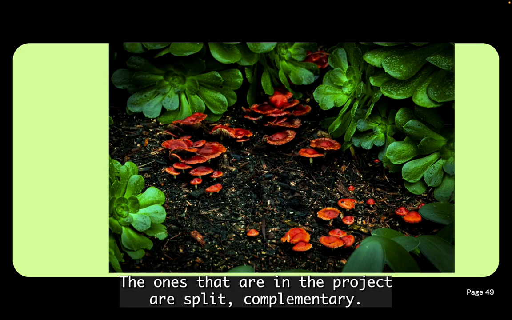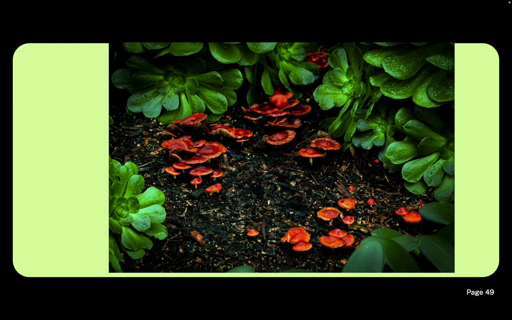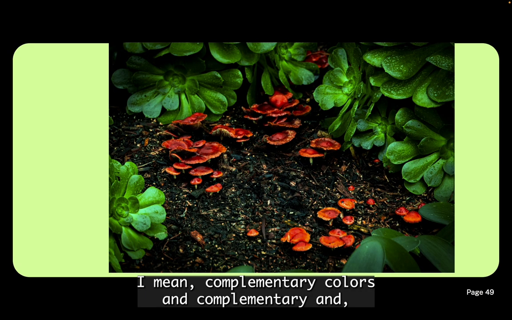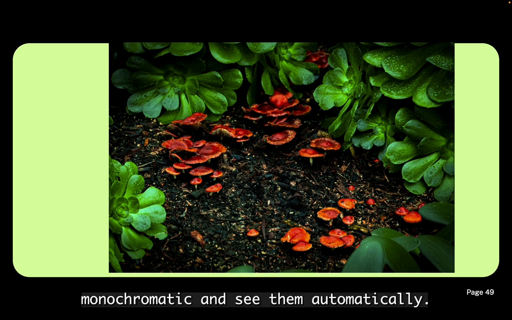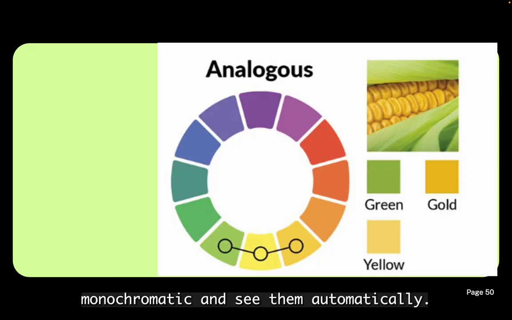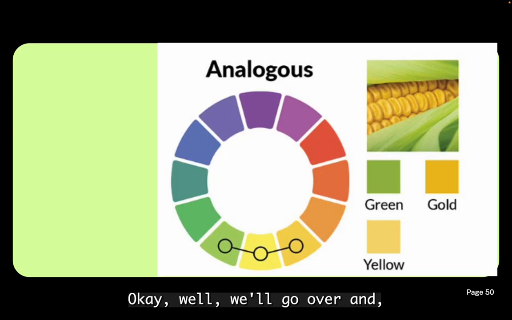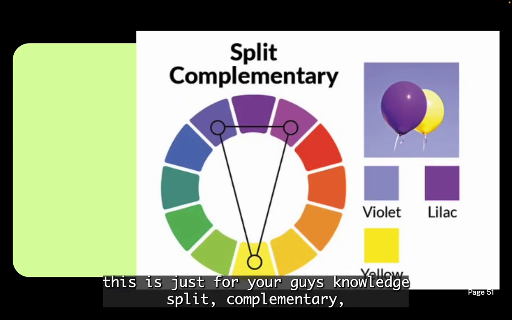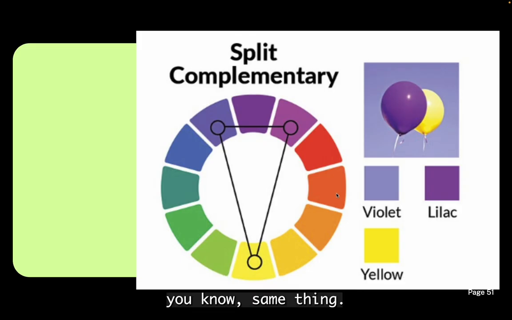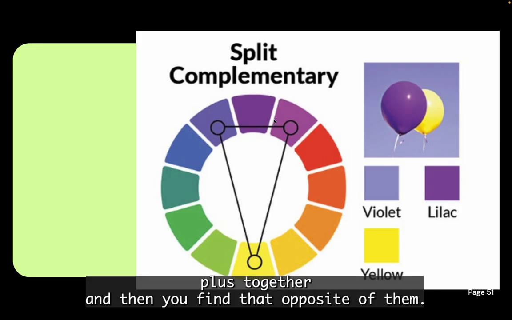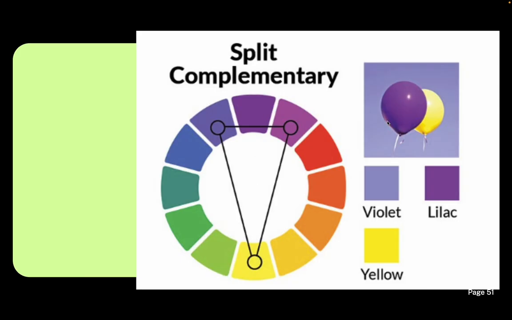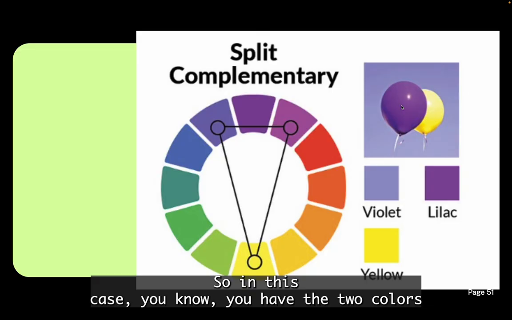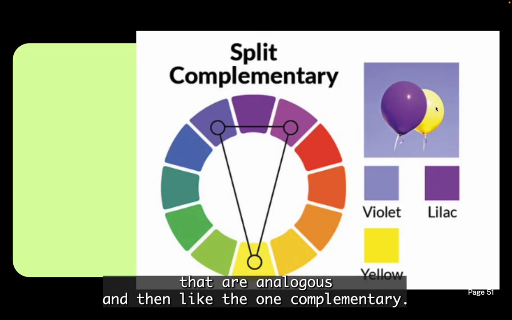The ones that are in the project are split complementary, complementary colors and monochromatic. I didn't see the monochromatic on that thing. Well, we'll go over it right now. Just so you guys know, again, this is just for your knowledge. Split complementary, same thing. You get two colors that are closely close together, and then you find the opposite of them. So in this case, you have the two colors that are analogous, and then the one complementary.